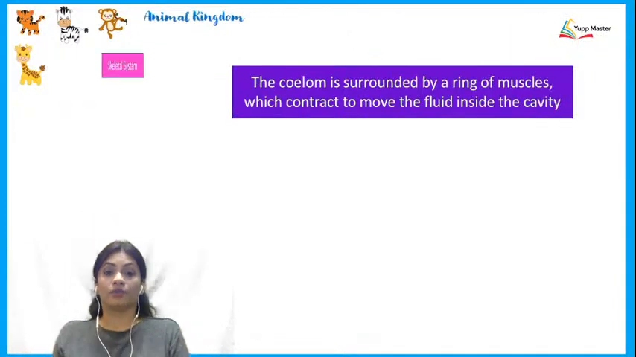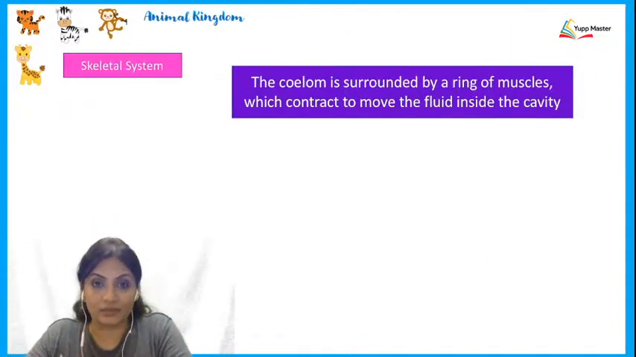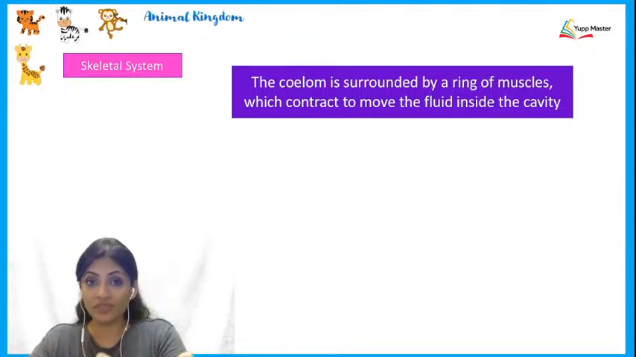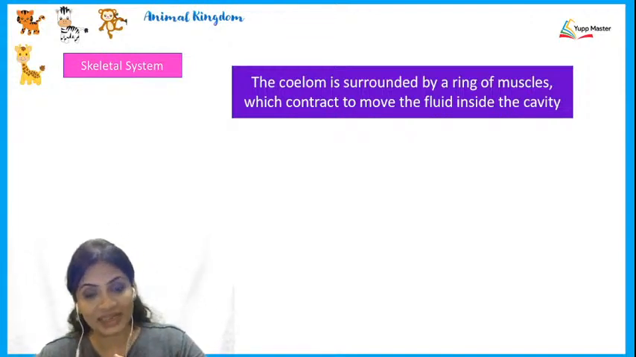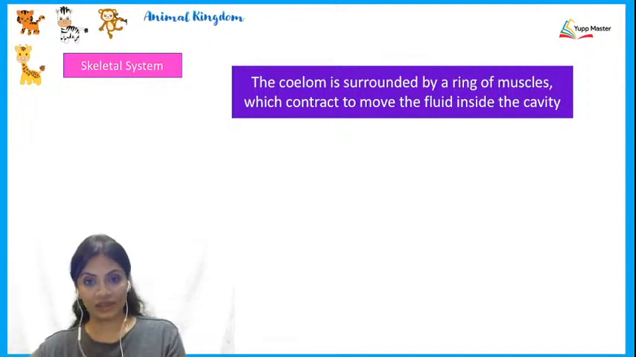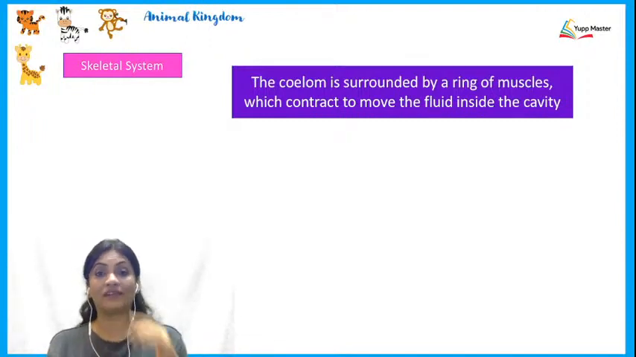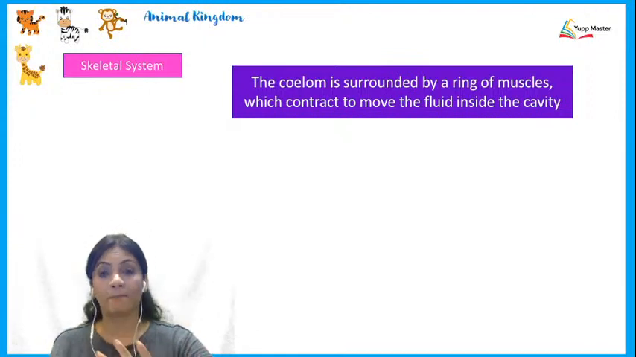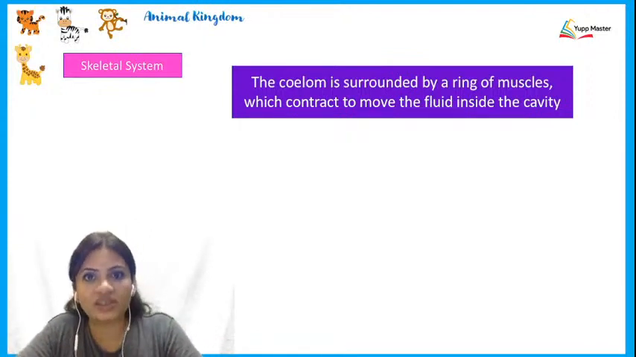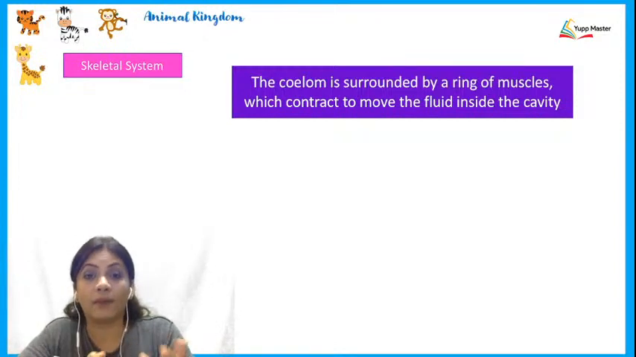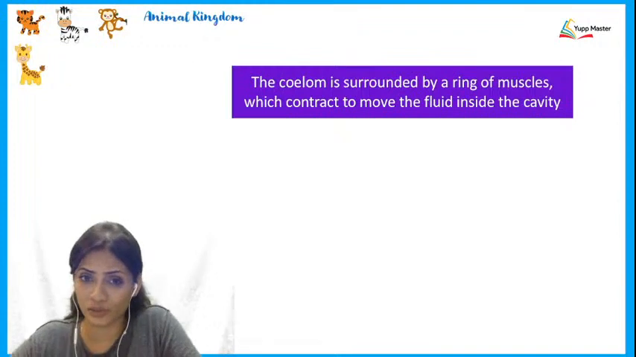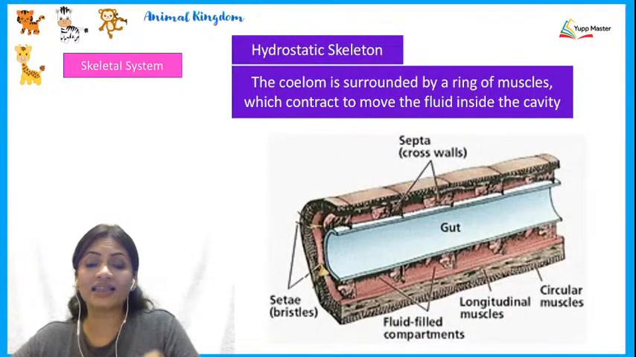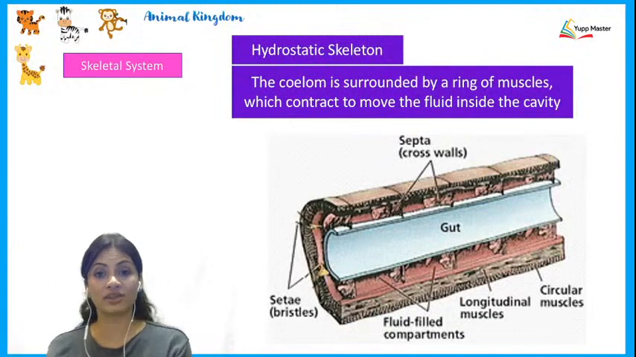Now, when we talk about the skeletal system, do you remember when I told you that annelids have a coelom? These were the first coelomates. So there is a cavity, and that cavity is filled with fluid. That fluid is called coelomic fluid, and it is this coelomic fluid which contributes to the skeletal system of this animal. So how does it do that? First of all, it has a skeleton which is called a hydrostatic skeleton.